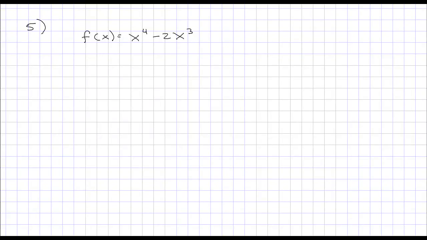Number 5 gives us the following function, x to the fourth minus 2x cubed, and they want to know which of the statements that they give is true. So to do that, we need to look at the first and second derivatives. So the first derivative, let me switch colors here.